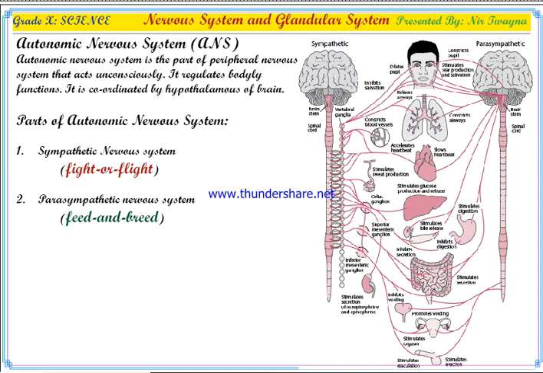Okay, we will do only this much today. In our next class we will discuss even more about the autonomic nervous system, and then we will discuss neurons as well. We still have to discuss this diagram, that we will do in our next class.